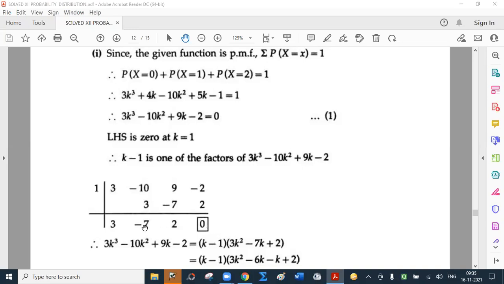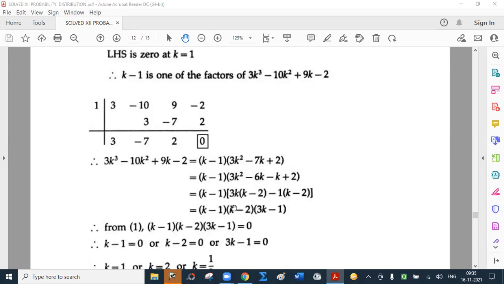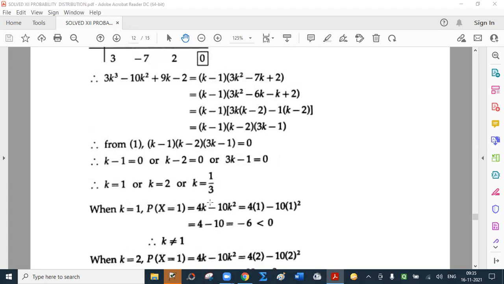Now, this is correct because when we say it is a factor, it means it divides this with 0 remainder. So, which is the other factor? 3k square minus 7k plus 2, which can be factorized as (k minus 2)(3k minus 1). So, possible values of k as per this equation are 1, 2, 1 by 3.